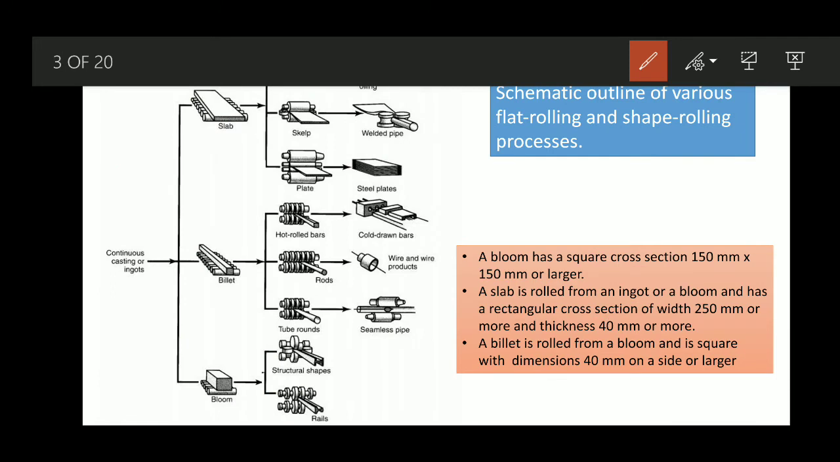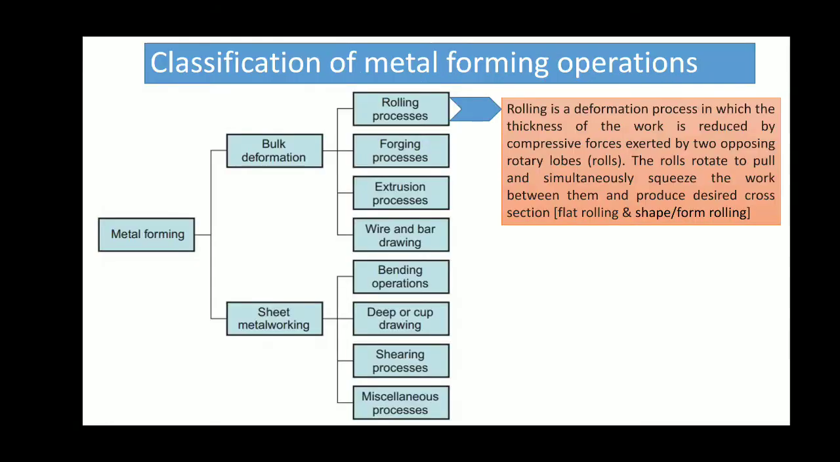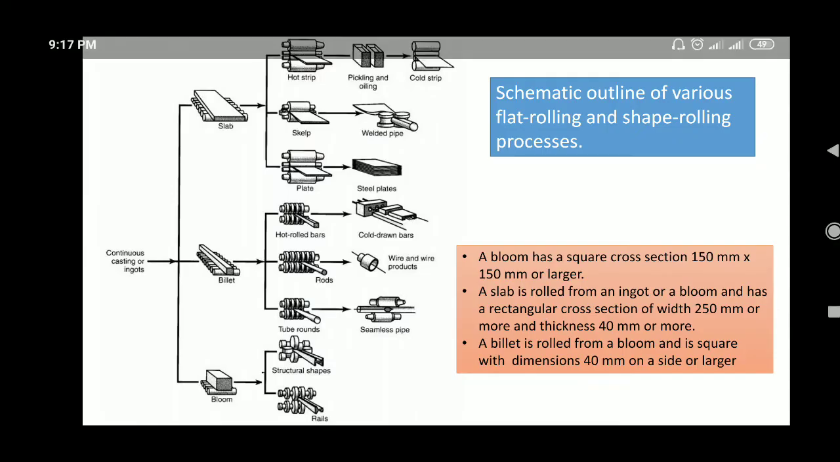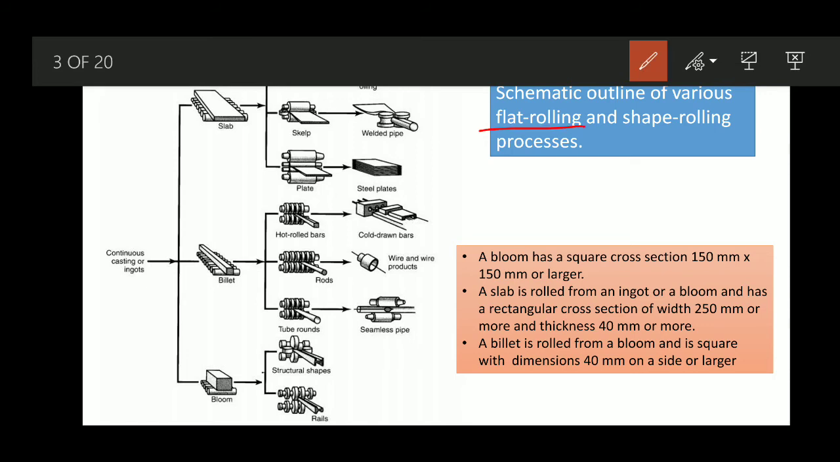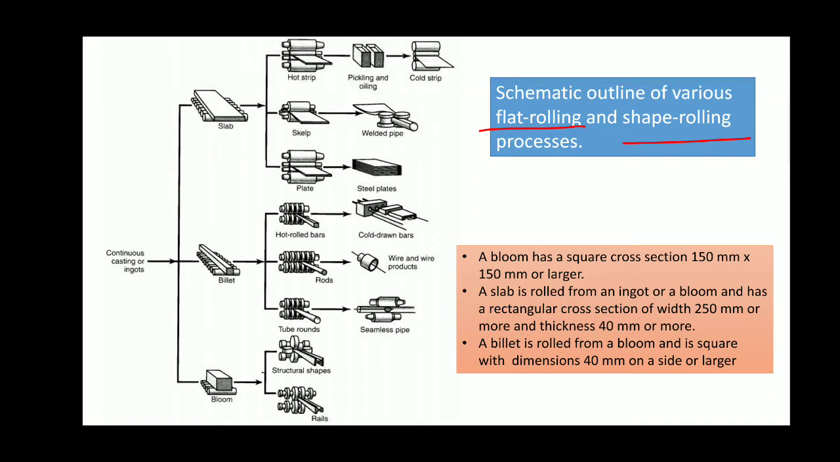From this slab, billet and bloom, by either the flat rolling process or shape rolling process, we can get a variety of different parts or products. Some of them are shown here, so we can go through it. By hot strip rolling, or we can have cold strip. Similarly, we can have pipes of different cross sections, steel plates, or cold drawn bars.